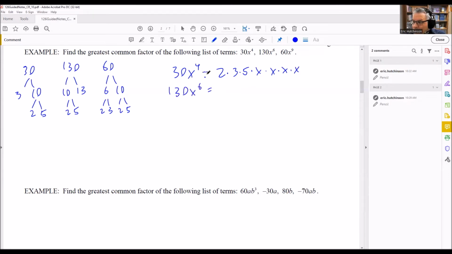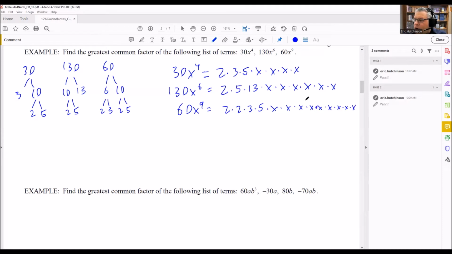So I can do equals on these. So equals 2 times 5 times 13. And again, I'm going to write out the x's like this. So I'm going to write it out 6 times. Then I have 60x to the ninth. So for this, I've got 2 times 2 times 2 times 3 times 5, writing that in order. And then I have 9 x's. Okay, so there's nine x's.